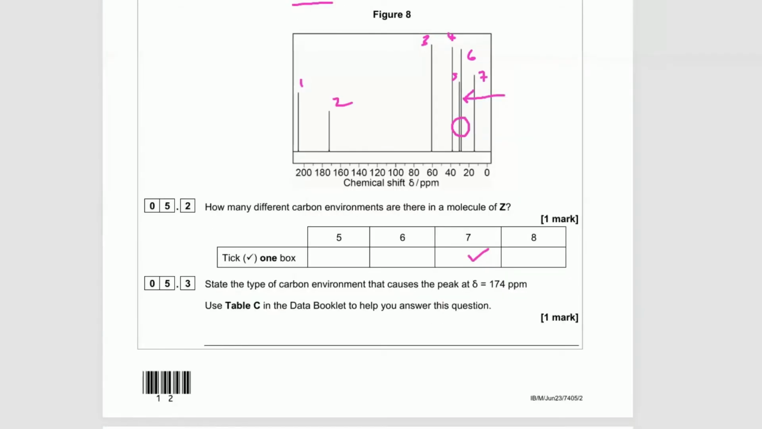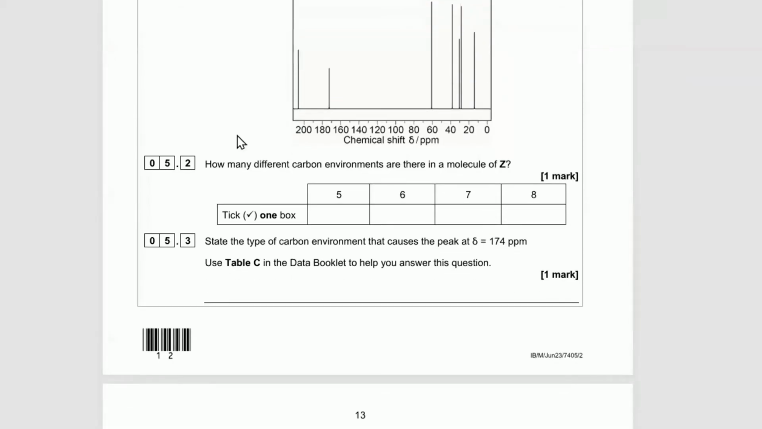Let's move on to 5.3. So I'm going to zing down a little bit here. And we can see here for 5.3, it says state the type of carbon environment that causes the peak at 174 ppm. So we're going to go along here and find 174. It's got to be this one here, right? It's the only one in that region.